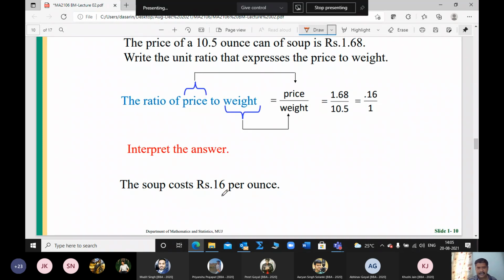Though it is given in this slide as rupees 16 per ounce, it is 0.16. There is a slight typo over here. It is 0.16 per ounce. Why are we calling it per ounce? Because we made the denominator 1 over here. That means we made the quantity in terms of the unit one. We have brought it down to the unit price. The soup cost would be 0.16 per ounce.